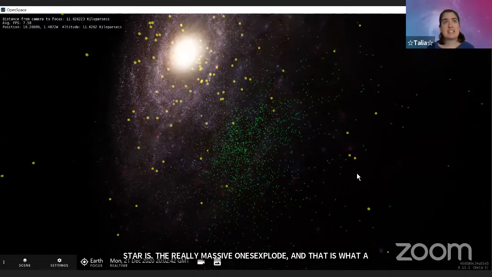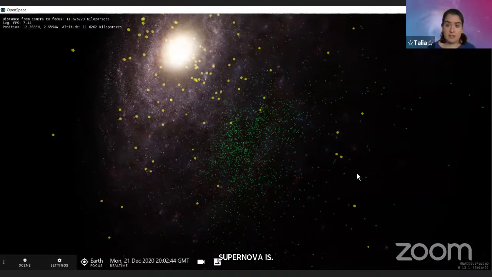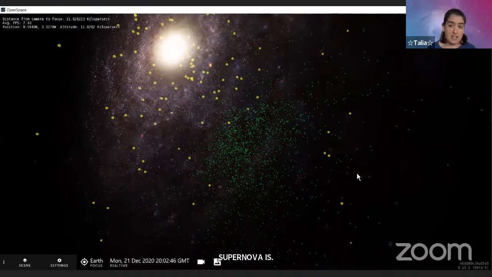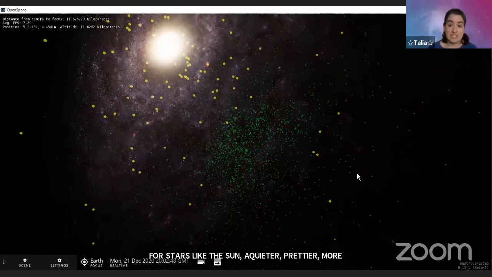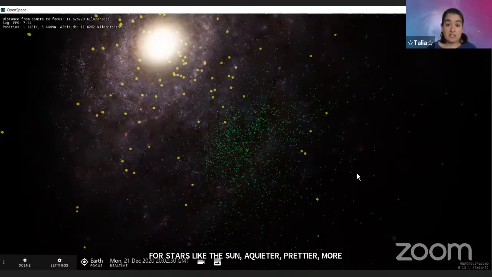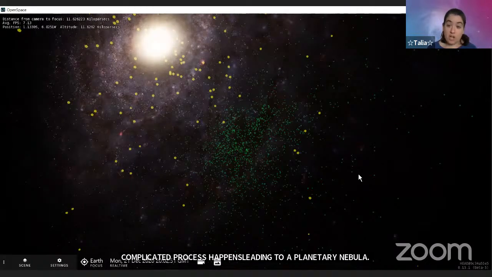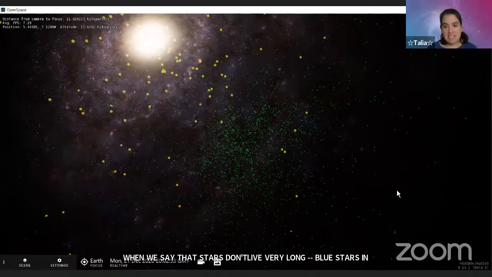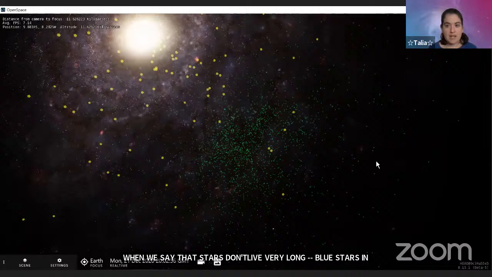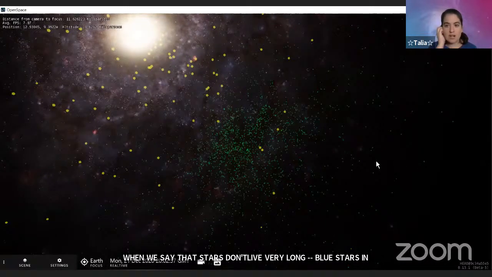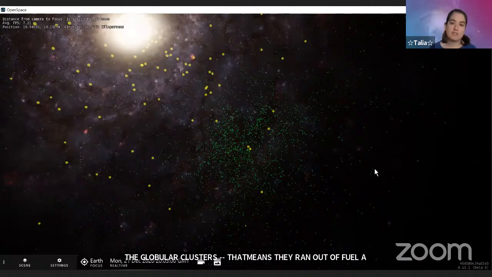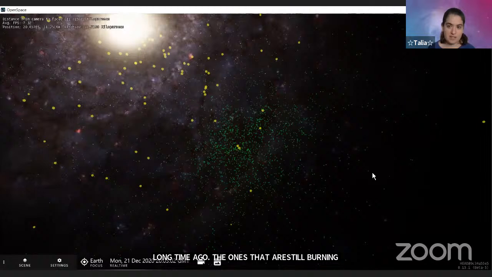So when we say the stars don't live very long, or the blue stars in the globular clusters are gone, it means they ran out of fuel a long time ago. And the ones that are still burning are the smaller yellow and red stars that take a lot longer to go through their fuel. A really big blue star might run through its fuel in only a few million years.